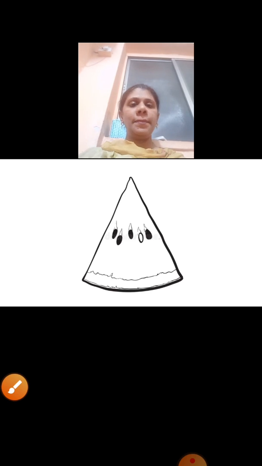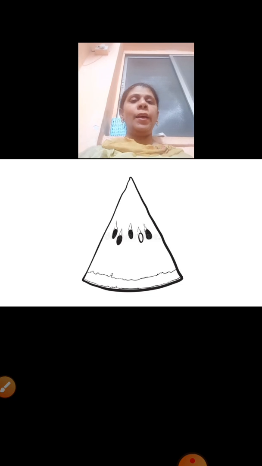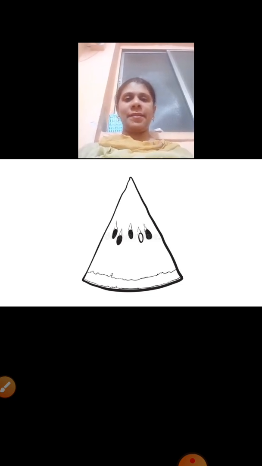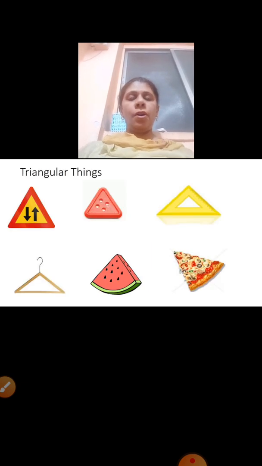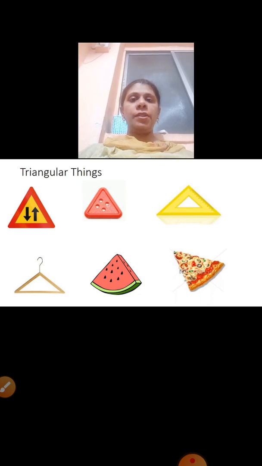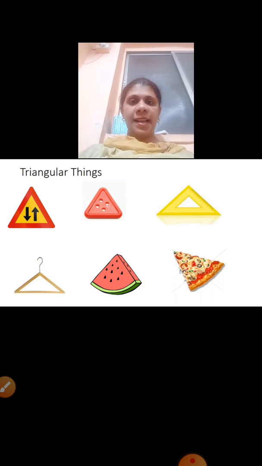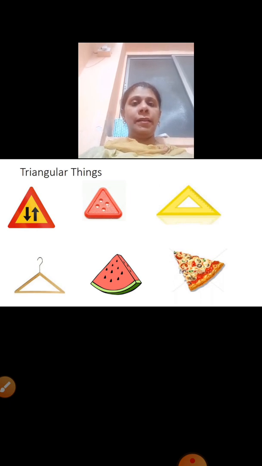Now what is this? It is a watermelon slice. Correct. Which shape is this? It is a triangle. Correct. Now see, on your screen can you see some triangular things? Okay, the first one is a traffic sign. See, that is also in a triangular shape. Then button, hanger, then watermelon slice, yes, and pizza slice. So these are all triangular things.